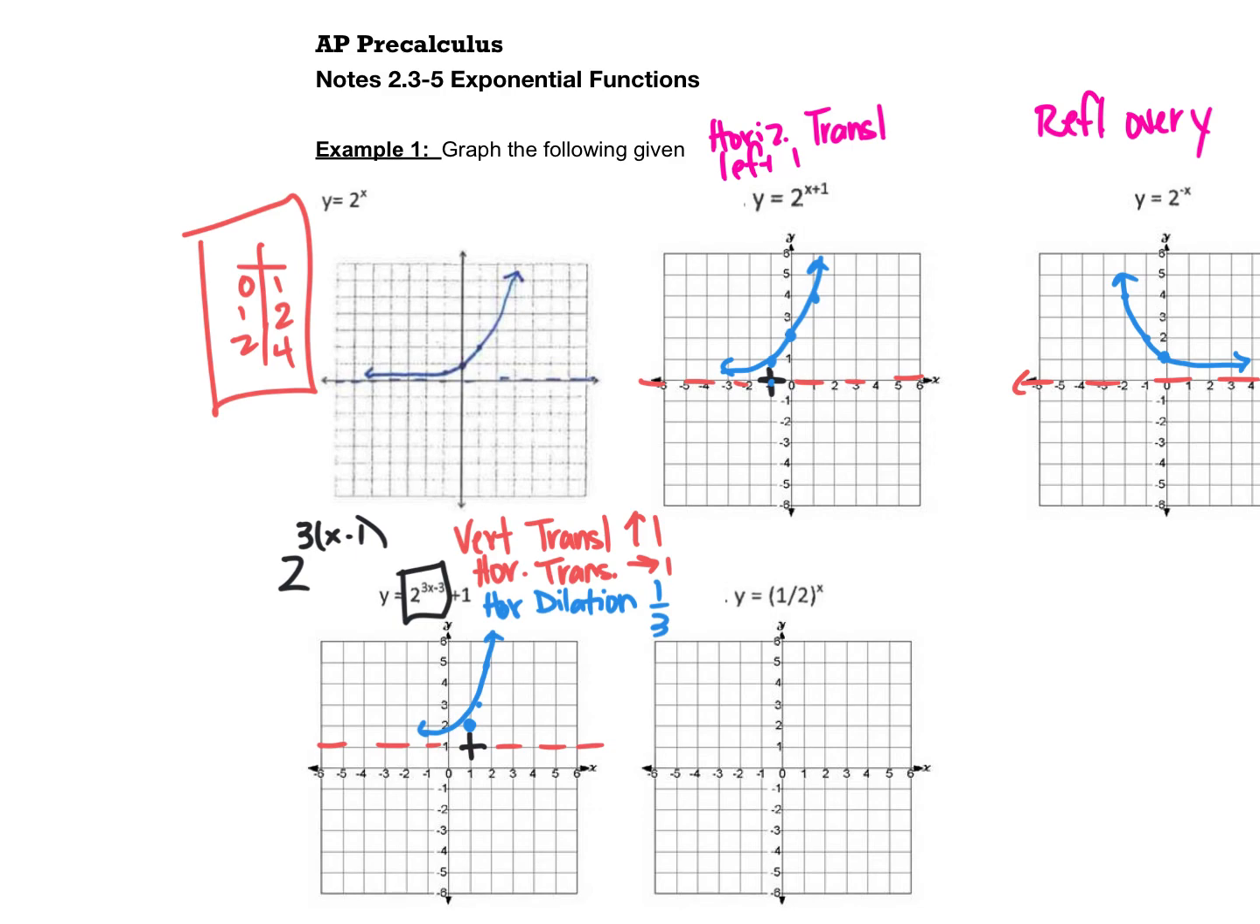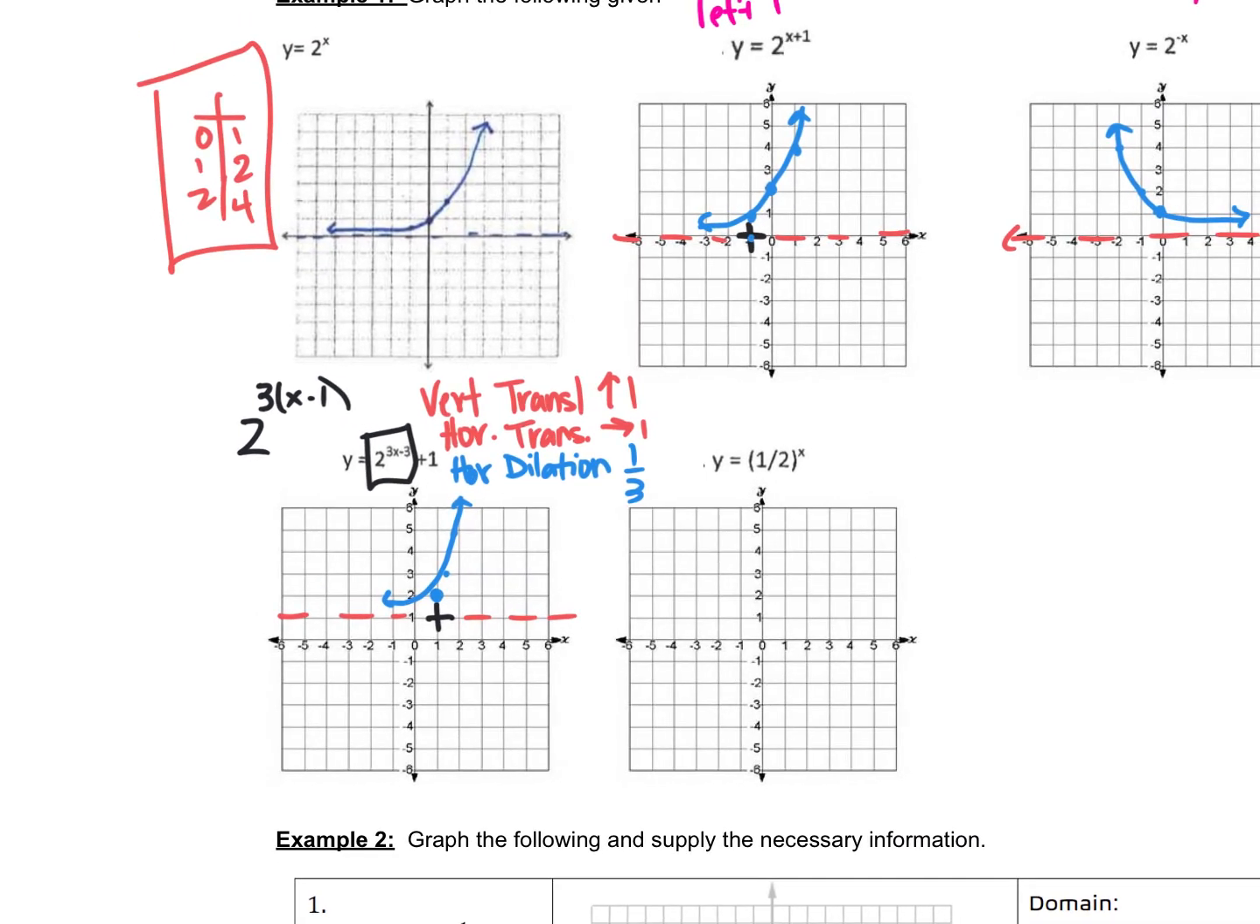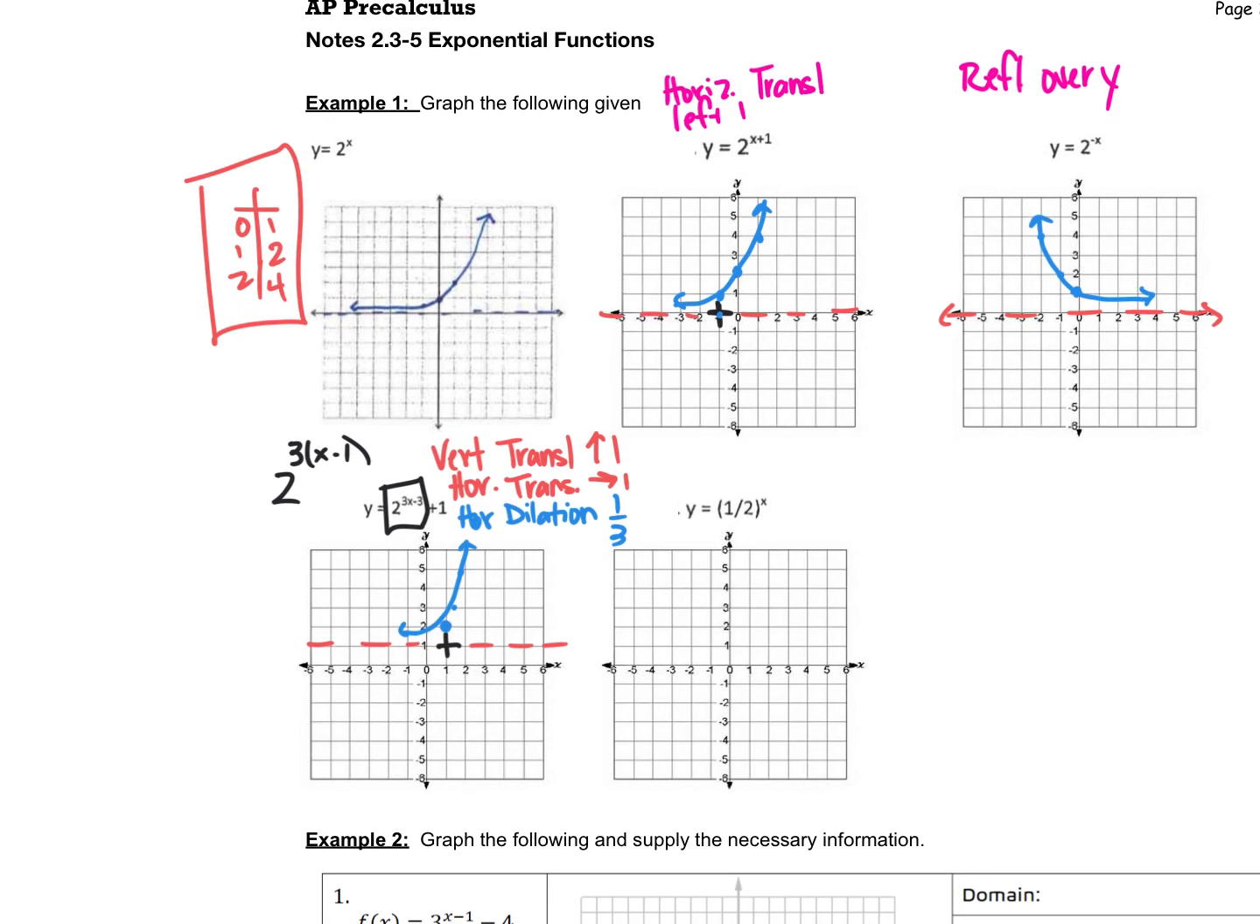Okay, let's look at that last one. So y equals 1/2 to the x. Horizontal dilation? No, that would have to be next to x. It changes the direction. It's actually the same picture as this one right here. Think about it. That's just 1/2 to the x. I've not moved it anywhere.